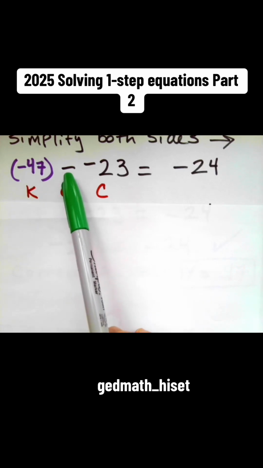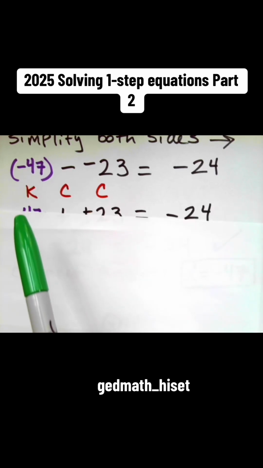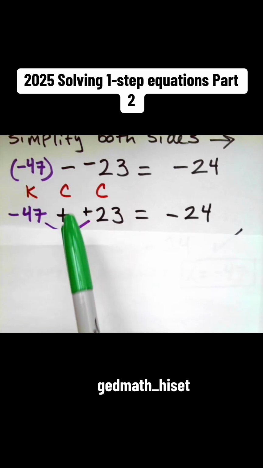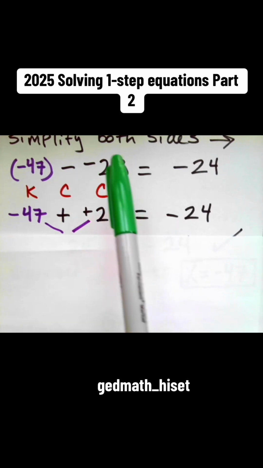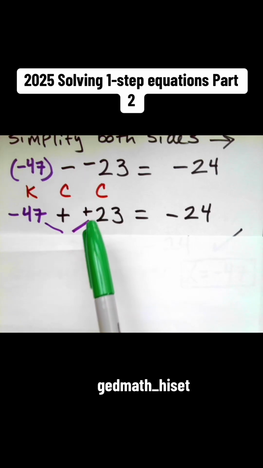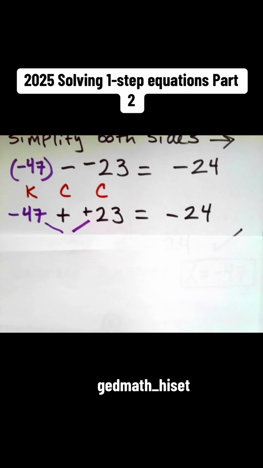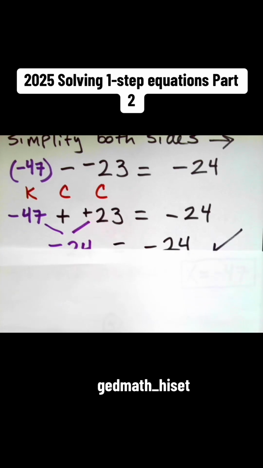So anytime we subtract with integers, I do something called a keep, change, change. I'm going to keep that negative 47, negative 47. I'm going to change subtraction to addition, and I'm going to change the sign of this term to the opposite. So a negative 23 becomes a positive 23. Now I'm going to combine like terms. Negative 47 plus a positive 23 gives me a negative 24.